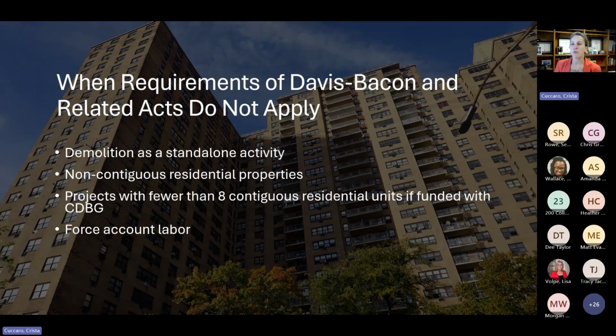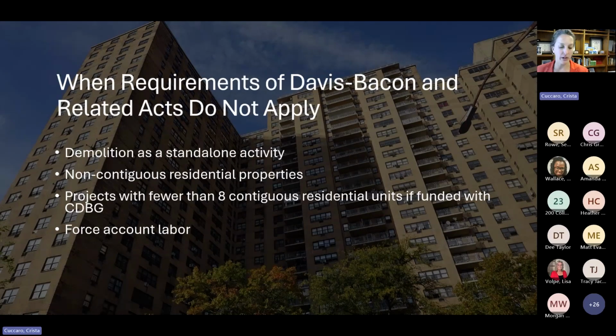And then lastly, force account labor. Force account labor is when a local government is using its own employees for construction. We have a state law exception that provides a little bit more detail on that, but Davis-Bacon is not going to apply there.